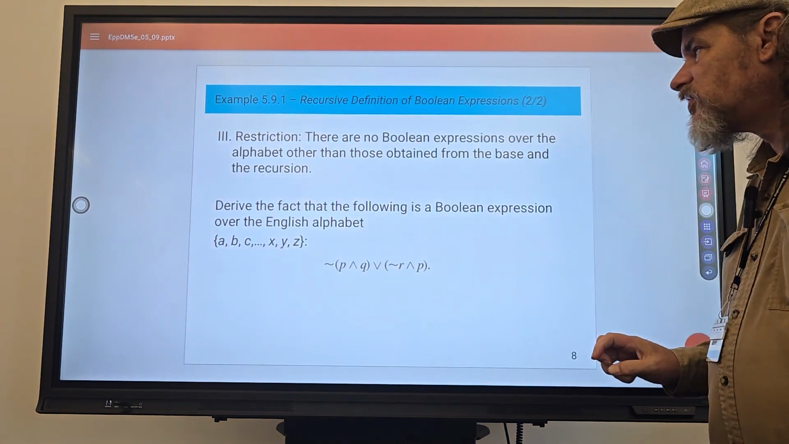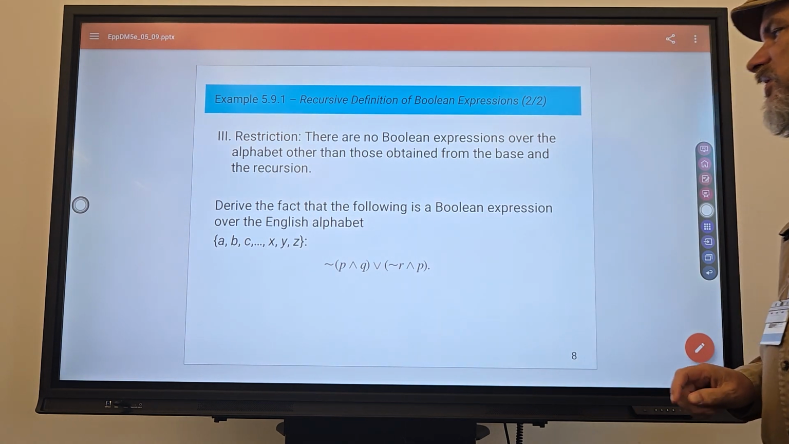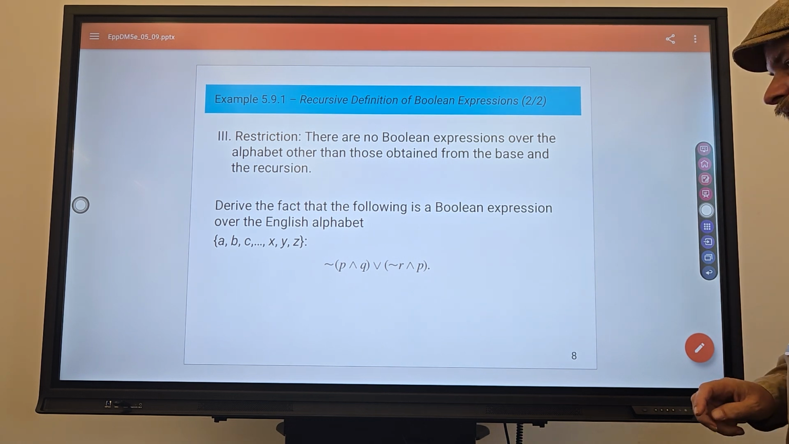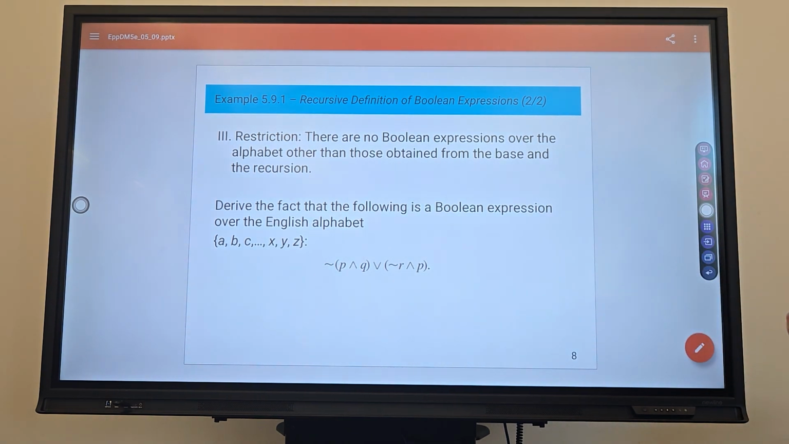The restriction is there are no Boolean expressions over the alphabet other than those obtained from the base and the recursion. Derive the fact that the following is a Boolean expression over the English alphabet, A, B, C, and so on, to X, Y, Z. And this is the expression.